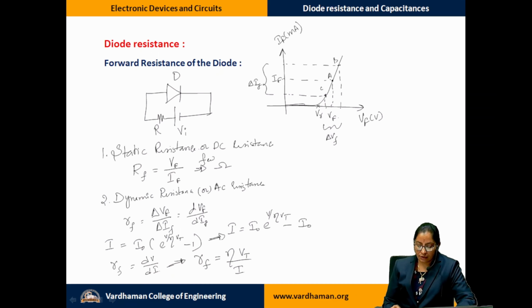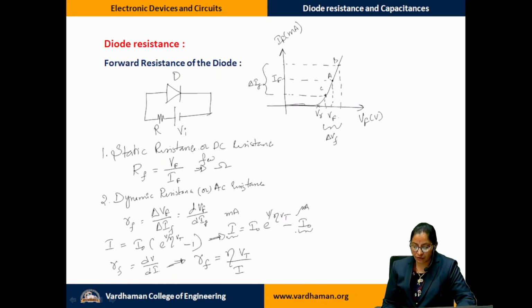Alright. So, keenly observing the equation, this is the forward current which will be in the range of milliamperes. And I naught is nothing but your reverse saturation current. Reverse saturation current is the maximum current that flows under reverse bias condition, which is in the range of microamperes.